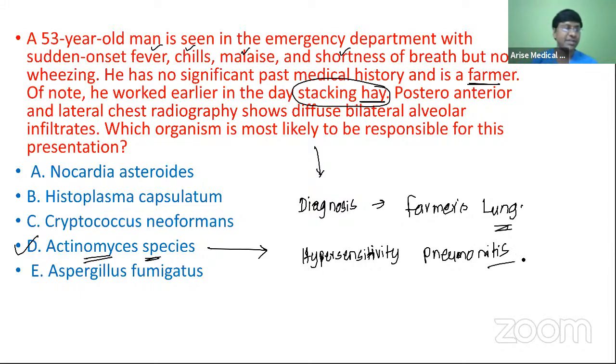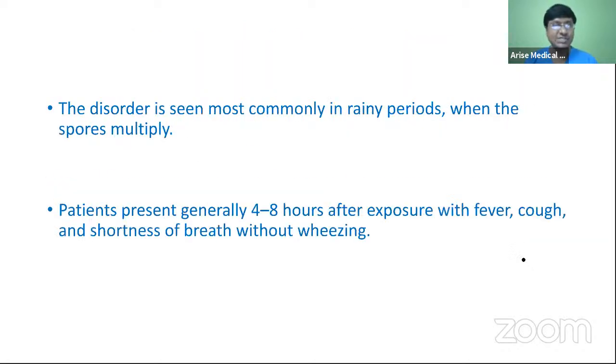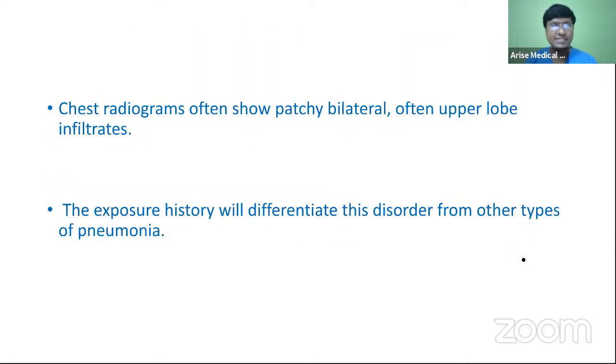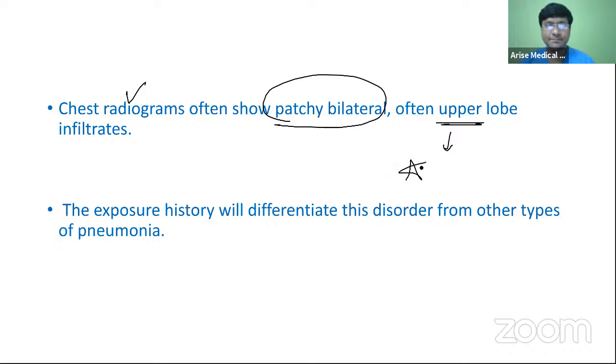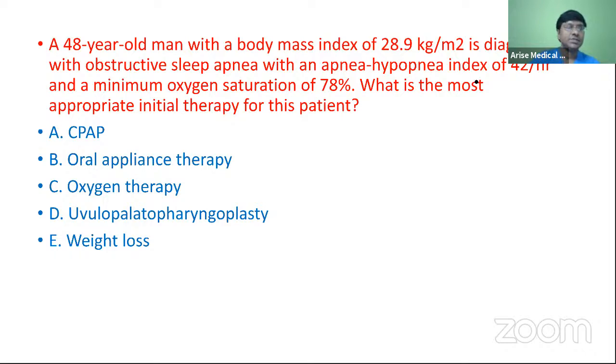Hypersensitivity pneumonitis. So what is the organism for that? That is Actinomyces. And chest radiograph in farmer's lung shows bilateral upper lobe infiltrates. This is very important, the presence of the upper lobe infiltrates. Now, one more question.